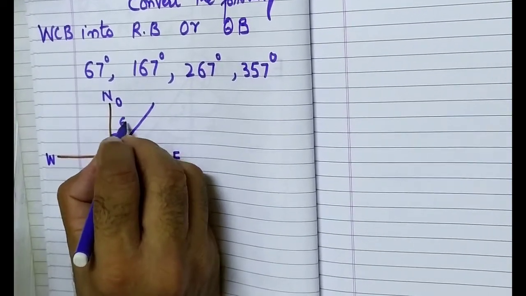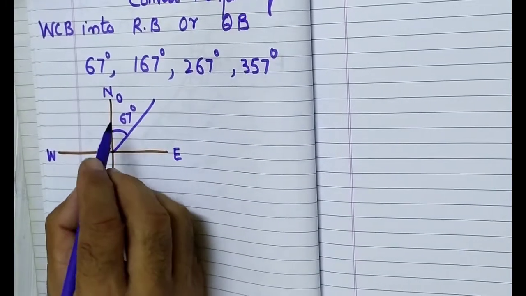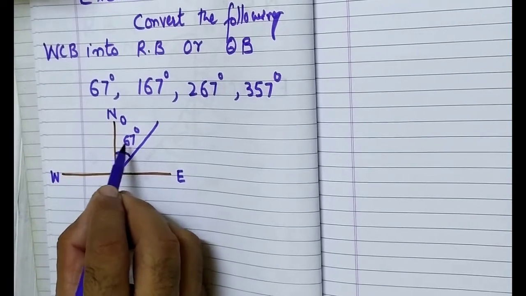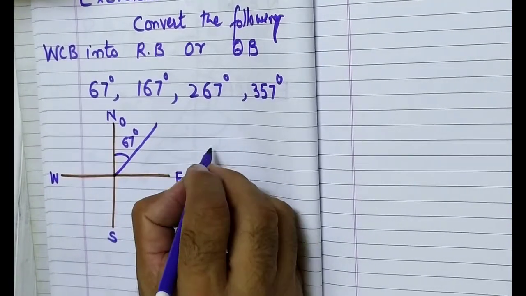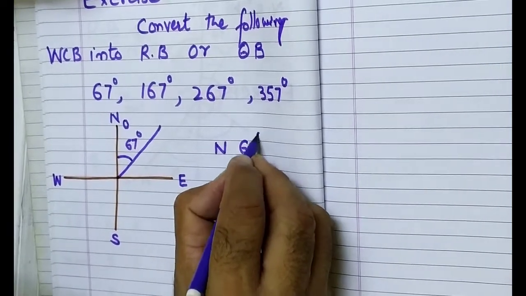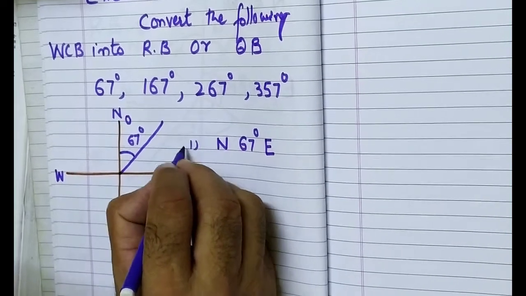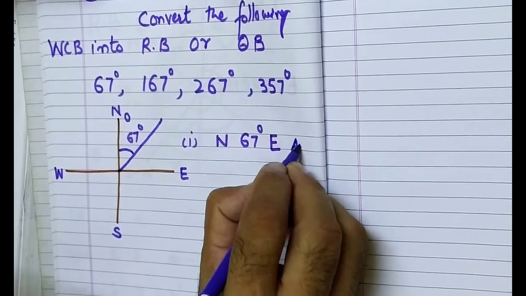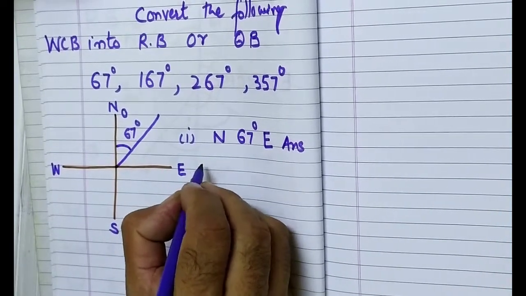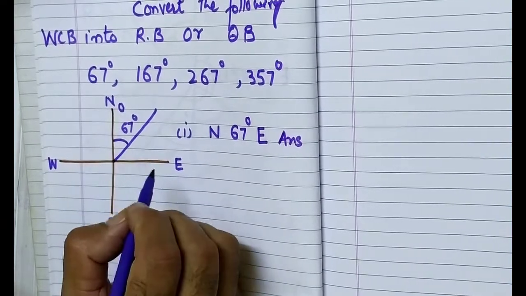So 67 degree lies in the first quadrant. This quadrant is also known as northeast quadrant. So its value will be north, same value 67 degree east. Okay, this is the first answer. When the value lies between 0 to 90 degree, it remains in the first quadrant. It is always indicated by north and east.